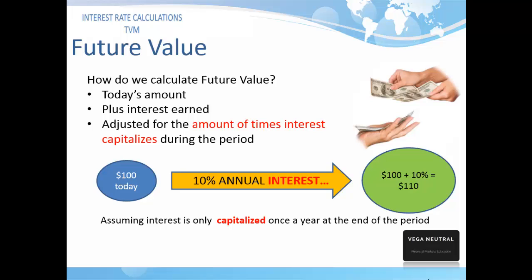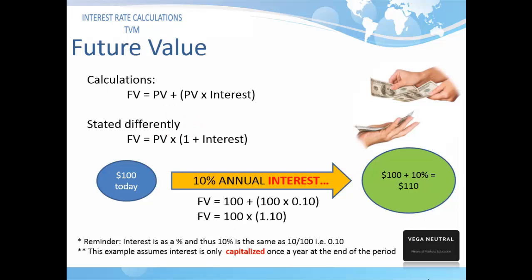Now, once again, this example only assumes interest is capitalized once a year only. In our course about compounding interest, you'll see how dramatically this amount changes with the effect of interest capitalizing more frequently. Here's a look at the formula for calculating the future value. It's the present value plus the present value times the interest. So if you want to equate it a little bit differently, you can also state it as the present value times 1 plus the interest that you're going to earn.